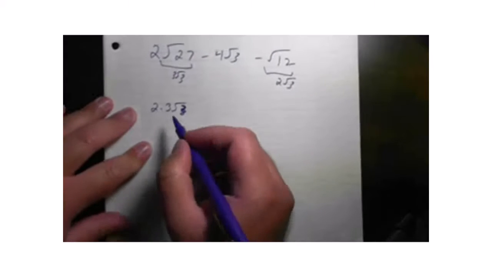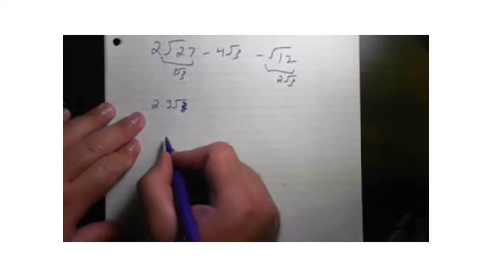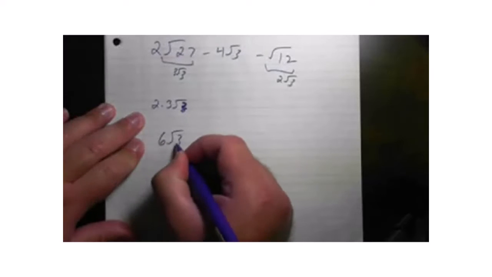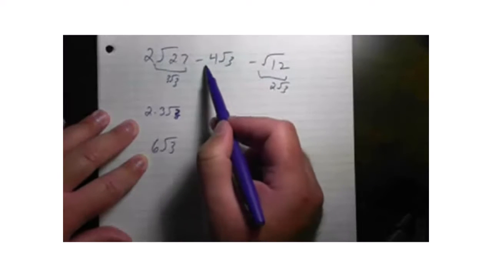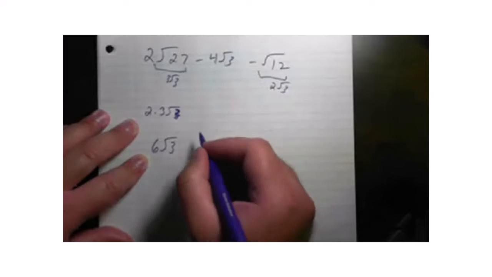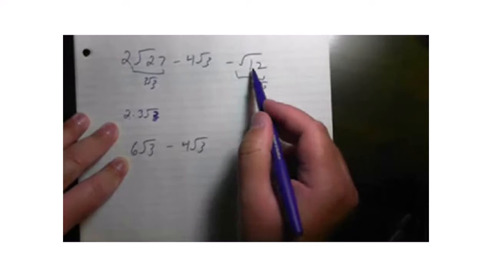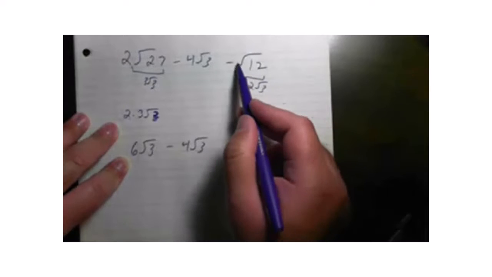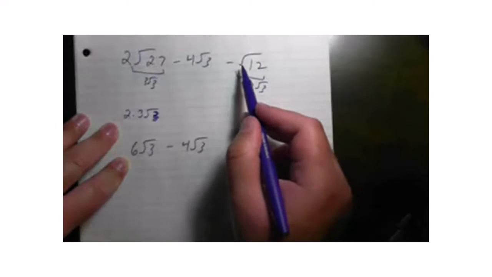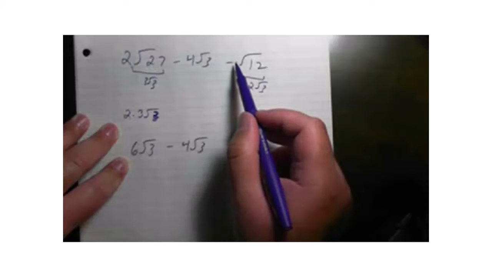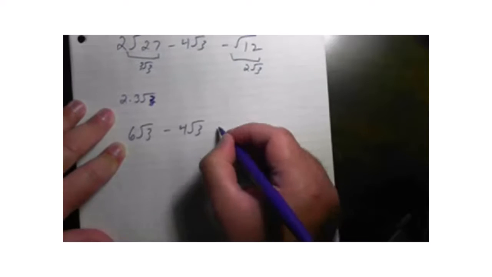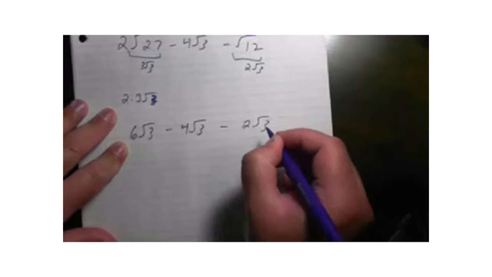All right? So of course 2 times 3 is going to give me 6, so this really gives me 6 root 3. This minus 4 root 3, there's nothing else to do here, so I just leave that as is. The root 12 can be written as 2 root 3. There's no number here to worry about. I guess it would be a 1, but multiplying by 1 doesn't change anything. So I could just write minus 2 root 3.